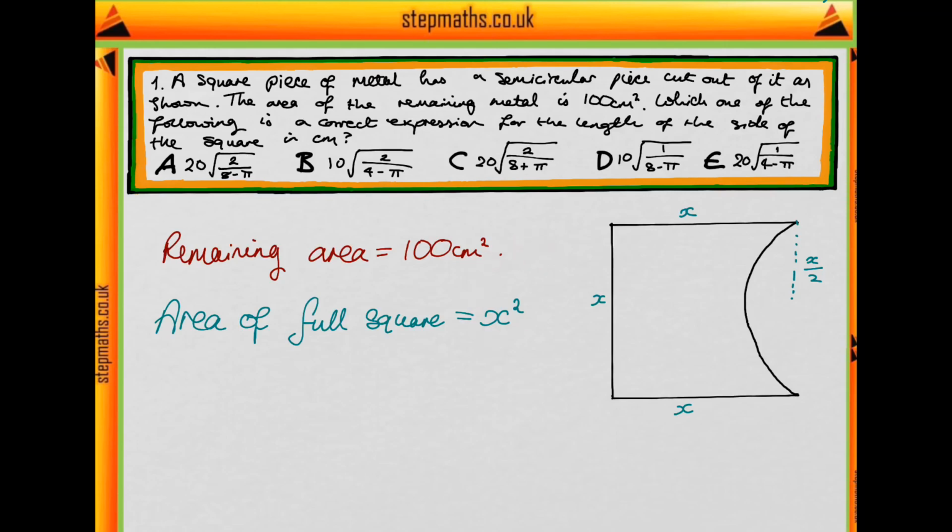So what do you think the area of the semicircle is? Well, it's pi r squared divided by 2 because we only have half the circle. So it's going to look something like this, which simplifies to pi x squared over 8.